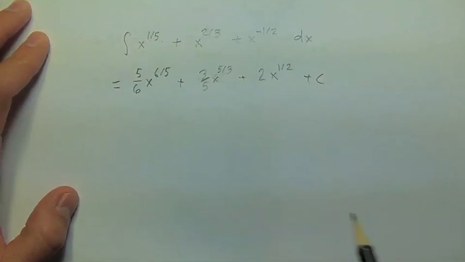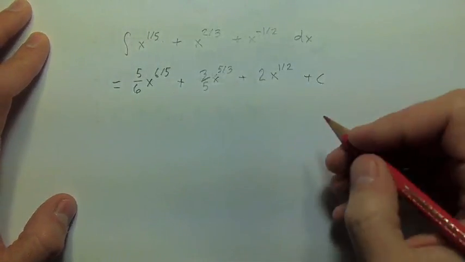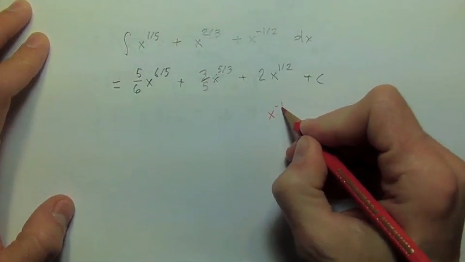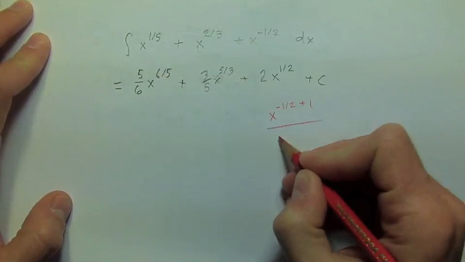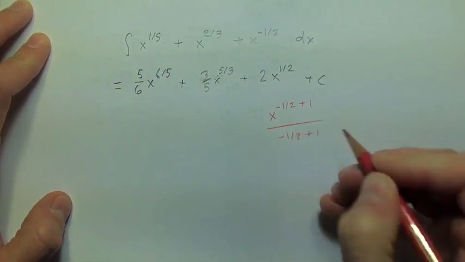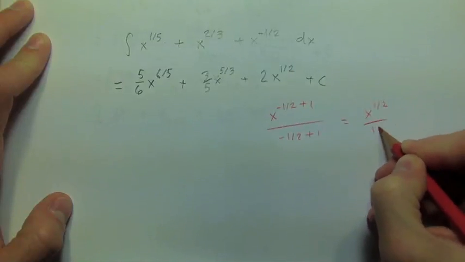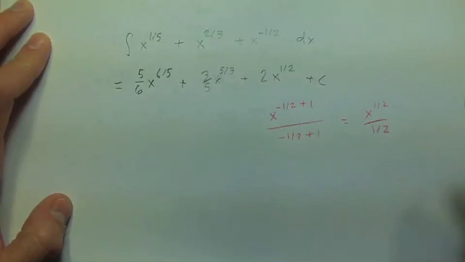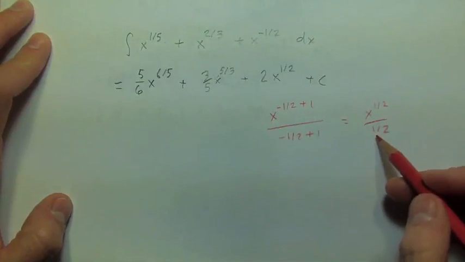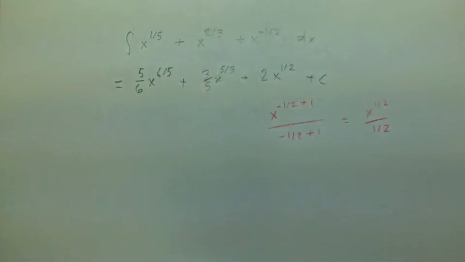Plus c. Now down here, you can always still do this as x to the negative 1/2 plus 1 over negative 1/2 plus 1, which is x to the 1/2 over 1/2, and then invert, multiply to make it 2x to the 1/2. You can do that, but I'm giving you this to save you some time with these problems. Okay, and that is that.